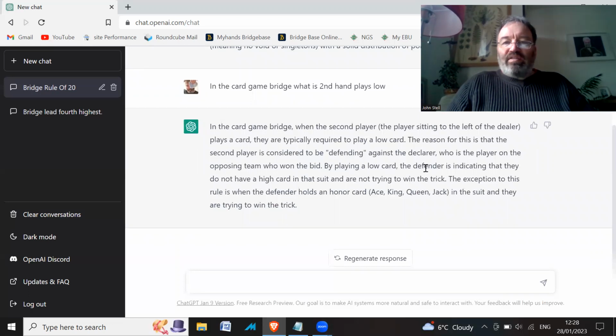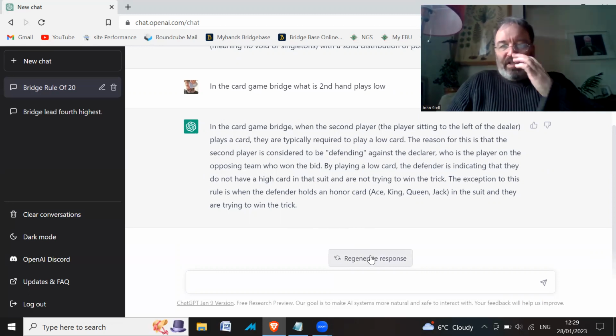By playing a low card, the defender is indicating that they do not have a high card. No, not necessarily true. In that suit, and are not trying to win the trick. The exception to this rule is when the defender holds an honor card, ace, king, queen, jack in a suit, and they are trying to win the trick. Nah, not really. You can play low with the queen in your hand or the ace or whatever. Right, so that's not really an explanation.